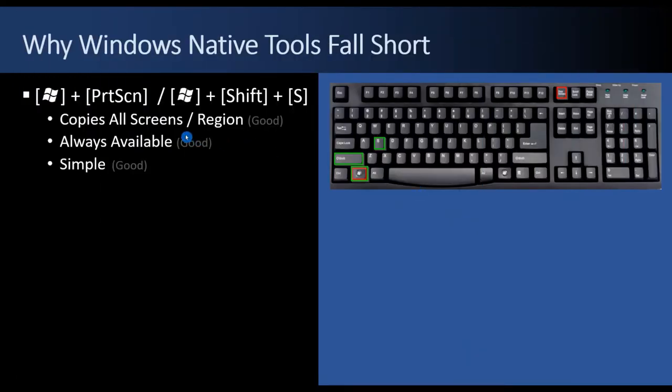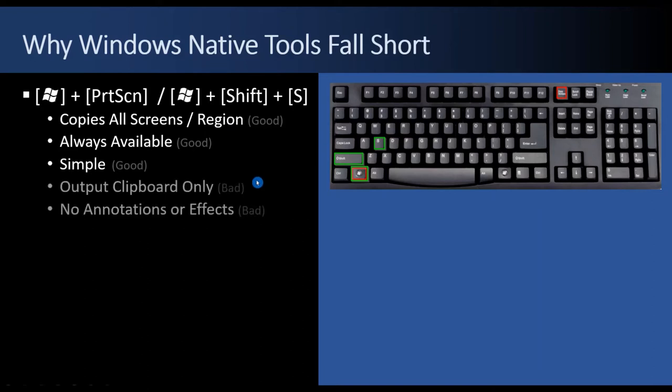Now, the strengths of this simple built-in native screenshot tool is that it copies all screens with one option, or a region with the other, which is good. It's always available, which is good. You don't have to install anything. Every PC comes with that built in. So sometimes you might have a server or something else where you're remote desktoped into and you need to take a screenshot. These options will work for you. And it's simple. So those are three good things about these two approaches.